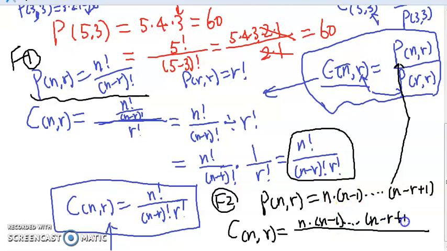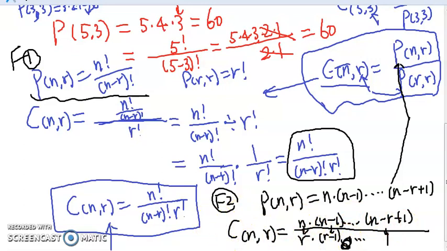So we're going to get this permutation on the top. On the bottom is r factorial. Because our top is not a factorial, to be consistent I can expand the bottom to r times r minus 1, and then dot dot dot, all the way down to 1. Notice the top and the bottom should have the same number of numbers. So this is a different way to do the calculation.